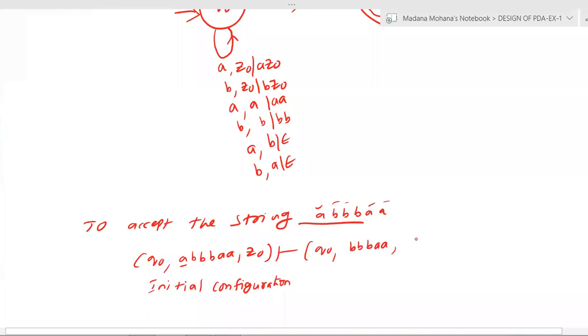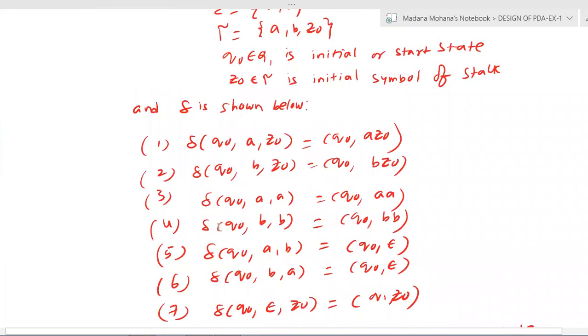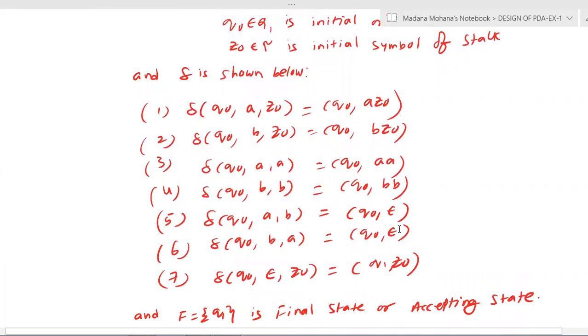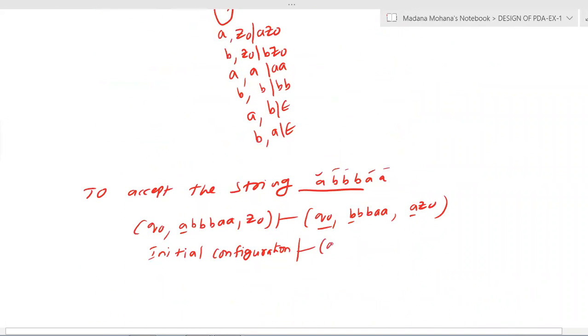Now q0, a, Z0, the first transition: a is pushed onto the stack. Next the current state is q0, the current input is b, and the current top of the stack is a. Now see q0, b, a: what is the transition here? The sixth transition, same state, and the top of the stack is erased. So (q0, null), a pop operation. So b is scanned, remaining input baa. Now a is deleted from the top of the stack, and the stack contains only the initial symbol.